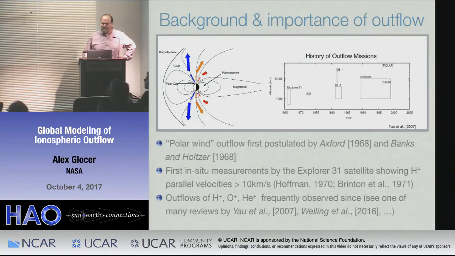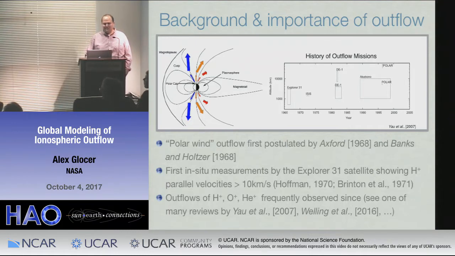So to start off with, why is this an important problem? Well, ionospheric outflows have been studied for a very long time. Some of the earliest papers predicted a polar wind type of supersonic outflow of protons from the polar region in the late 60s, and it was experimentally confirmed shortly afterwards. Since those early observations, ionospheric outflows of not just protons, but also oxygen, helium, even nitrogen in some cases, and other species have been observed very frequently on a number of missions.